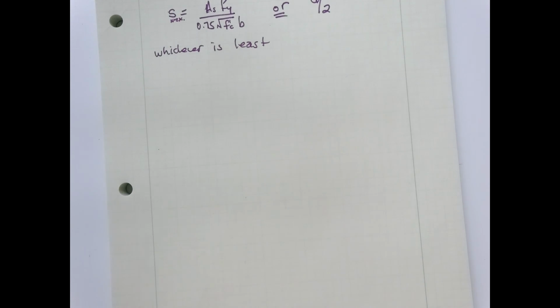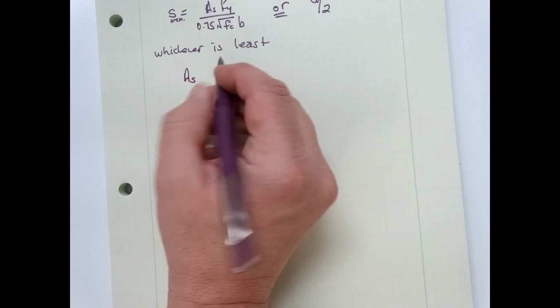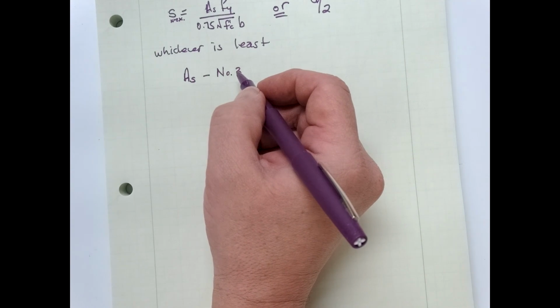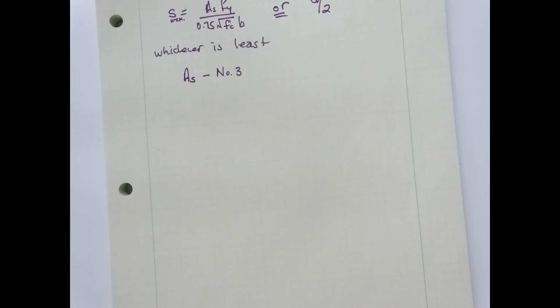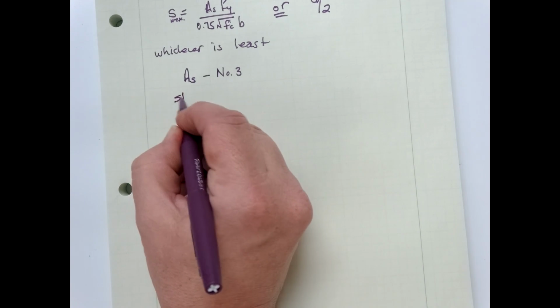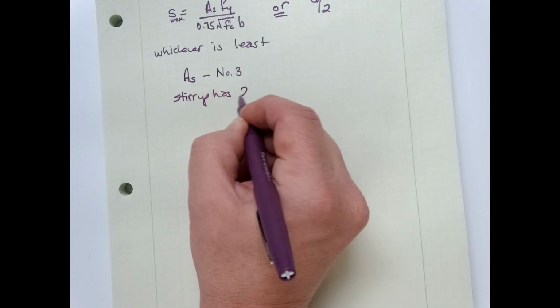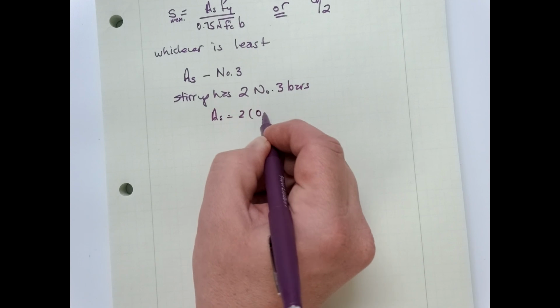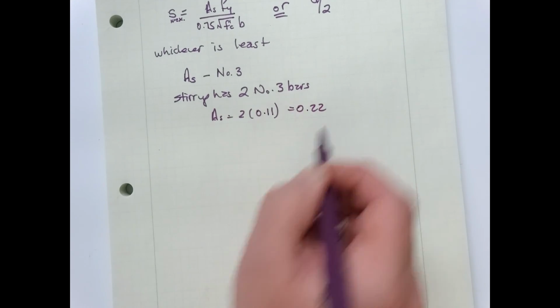A little bit more calculation now. A sub s, we are using a number 3 bar. What's A sub s equal to? It says number 3 bar 0.11. But there's one that comes down, goes across the bottom, and another one comes up. So a stirrup has 2 number 3 bars. So the A sub s is twice 0.11, which is 0.22.